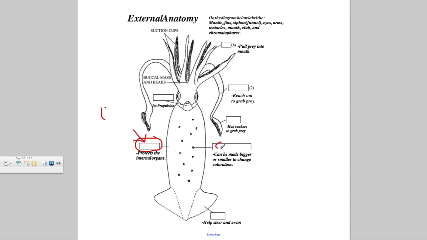Then you have these little dots on it that can be made larger or smaller to change the color of the squid. What was that? Chromatophores. Remember, chroma means color. Stop yelling out, first raise your hand. You could call them chromatids, or chromatophores, not chromophores, chromatophores. But we'll say chromatids.